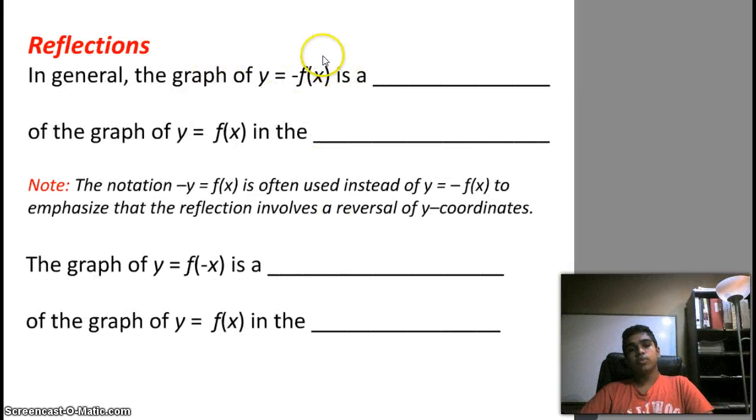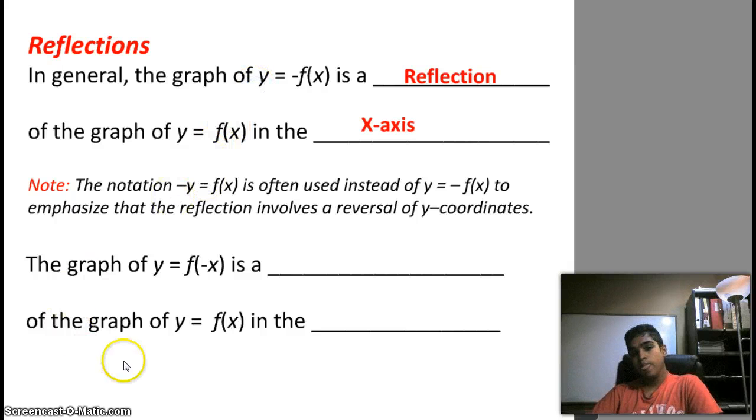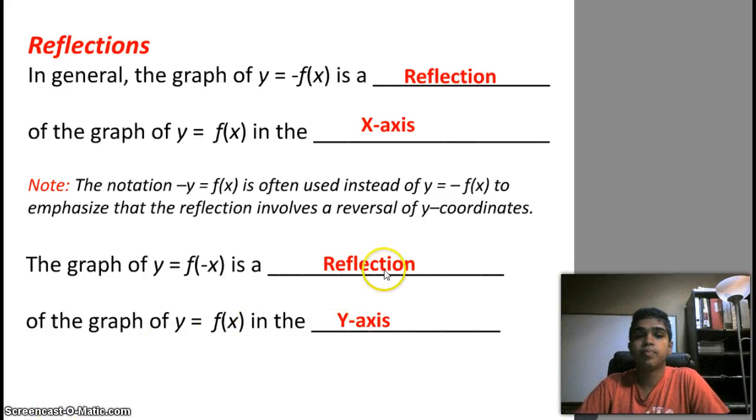So we start off with y equals negative f of x. The negative will tell us if it's a reflection. And since the negative is outside the bracket, that tells us it's a reflection over the x-axis. And the only difference for the second one here is that the negative is inside the bracket, which tells us it's a reflection again, but it's a reflection over the y-axis instead.